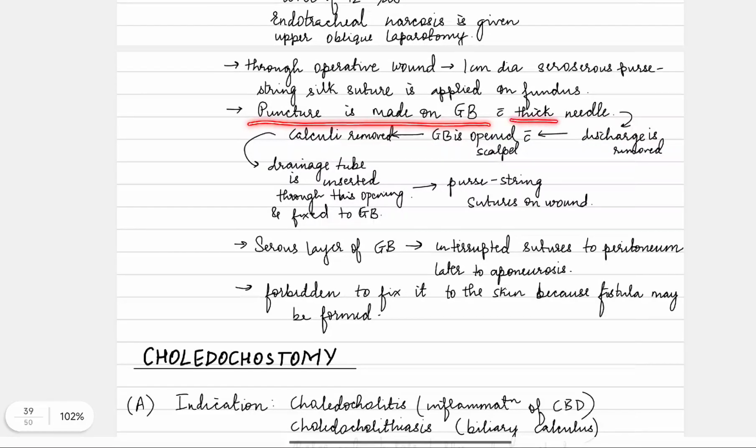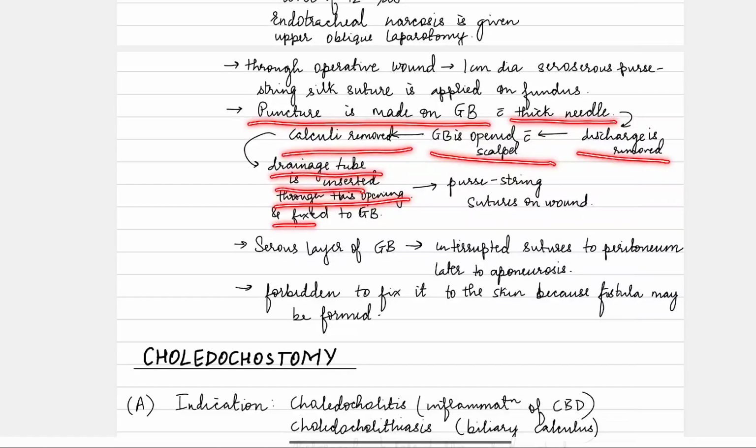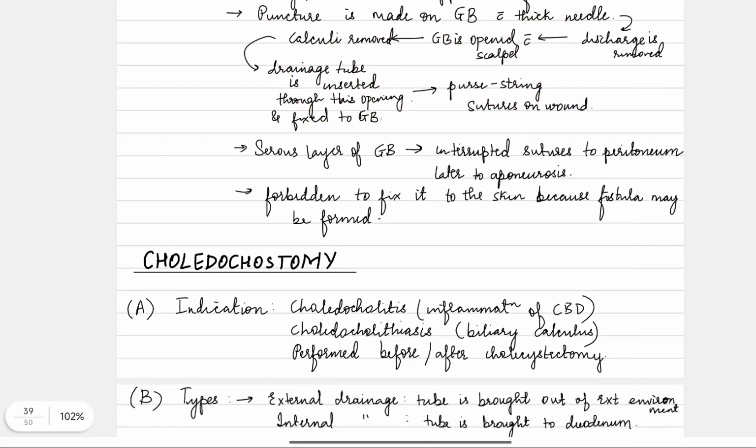Puncture is made on the gallbladder with a thick needle. Discharge is removed. The gallbladder is opened with a scalpel. Calculi are removed. A drainage tube is inserted through this opening and fixed to the gallbladder. Purse-string sutures are put on the wound.